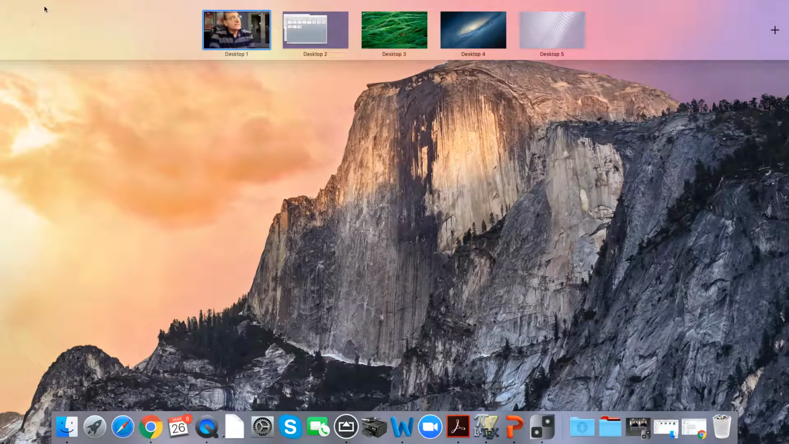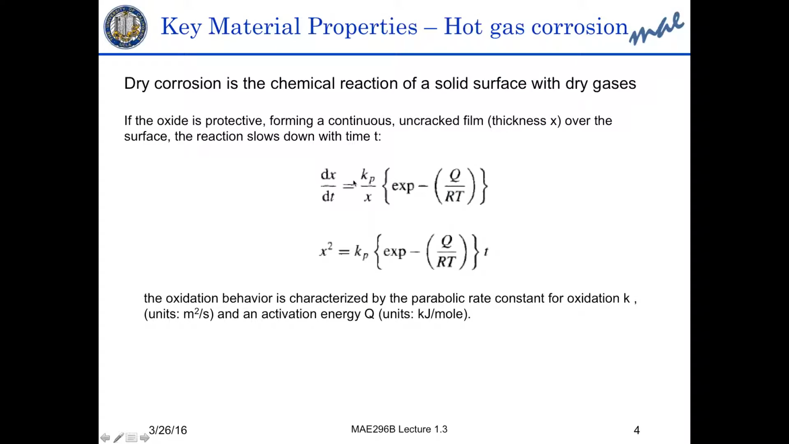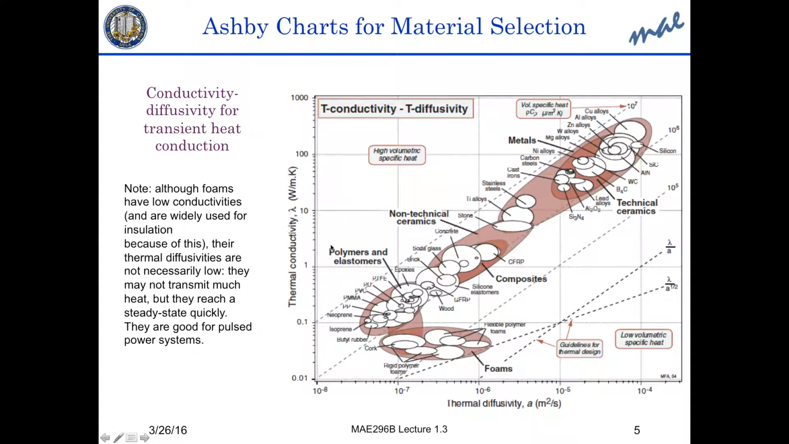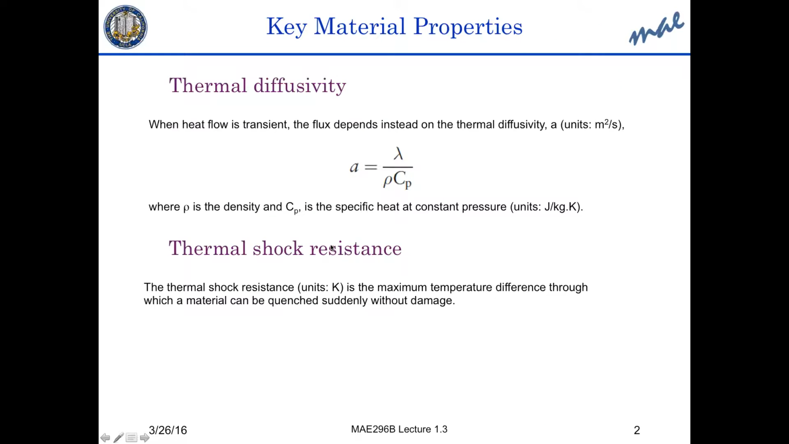So as you can see here, there are two properties that are proportional to the square root of t. One is heat diffusion, so the diffusion of heat through the material in a transient. And the other one is the corrosion rate of hot gases through the material, is again proportional to the square root of t.